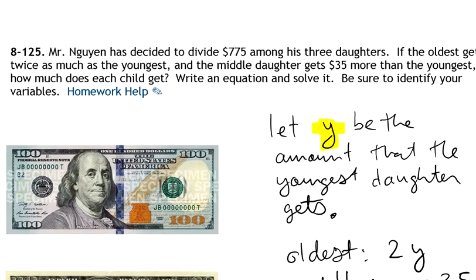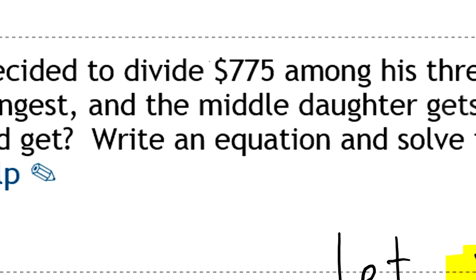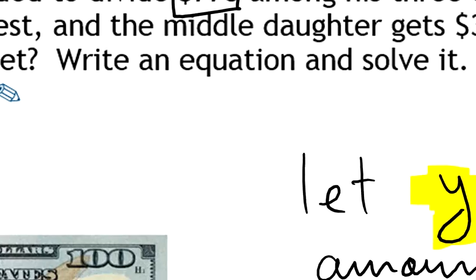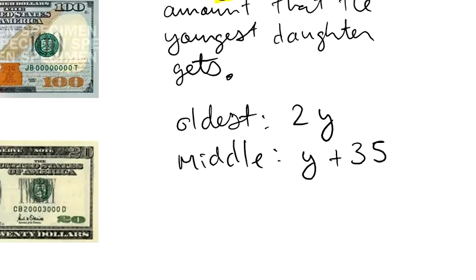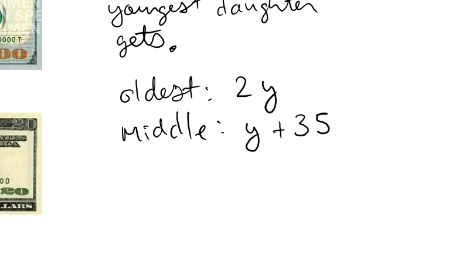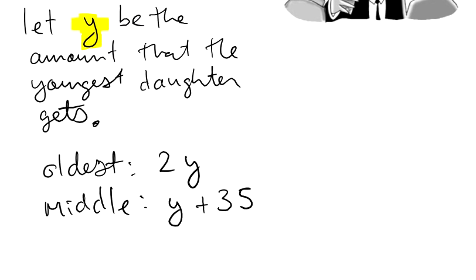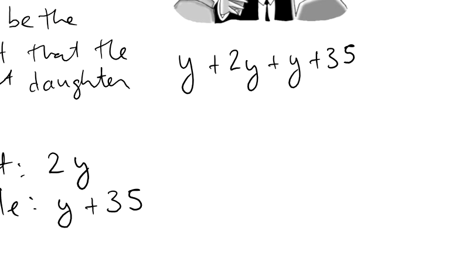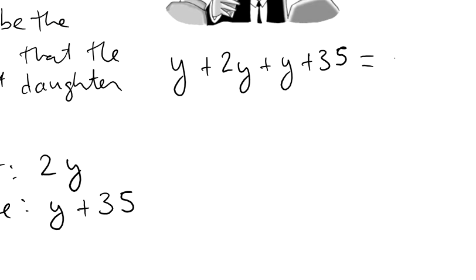So again, remember that he's going to divide up $775 amongst the three daughters. So at this point, we can now write a simple equation that would express this information. So I'm going to say we're going to take the y, that's what the youngest daughter gets, plus 2y, that's what the oldest daughter gets, plus y plus 35, that's what the middle daughter gets, and that amount of money has to add up to $775.